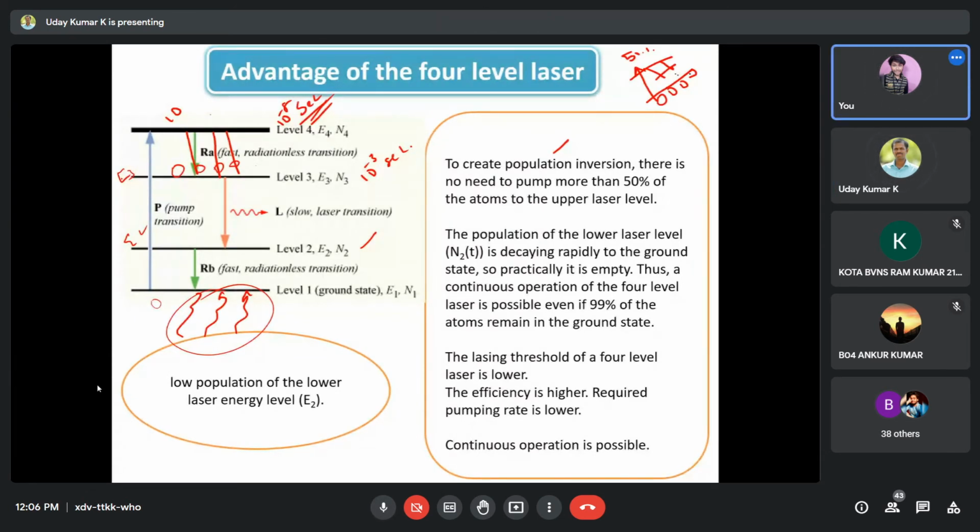All right. So in the 4-level laser, you can give continuous pumping, or even pulse-wise pumping. That is one advantage. The second advantage is that you need less energy. Third, you easily get the population inversion between level 3 and level 2. So that is the reason why the 4-level laser system is advantageous over the 3-level laser system.